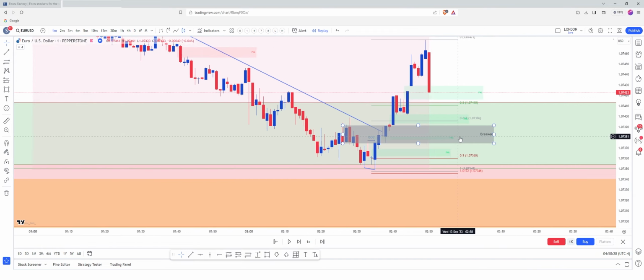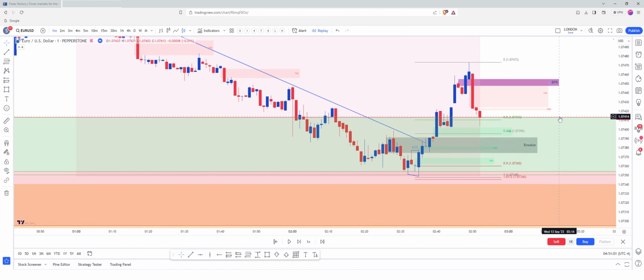The balanced price range is a bullish fair value gap followed by a bearish fair value gap. Where the two overlap is a BPR. You can see this candle's also creating a BPR down here as well, along with this volume imbalance. So these will be sensitive areas.